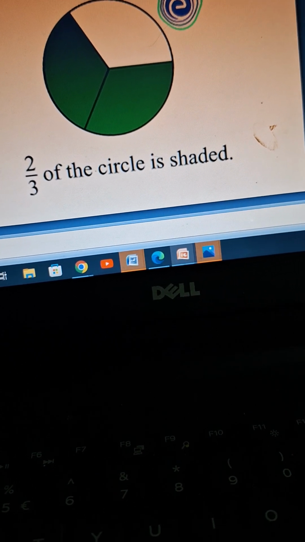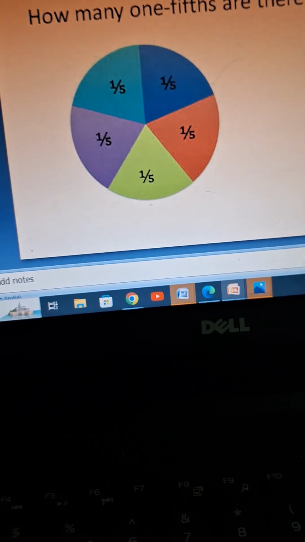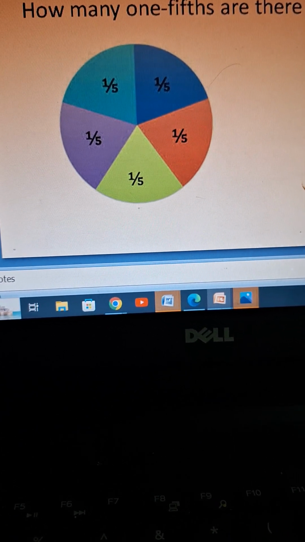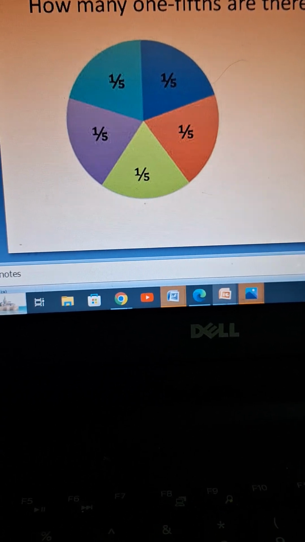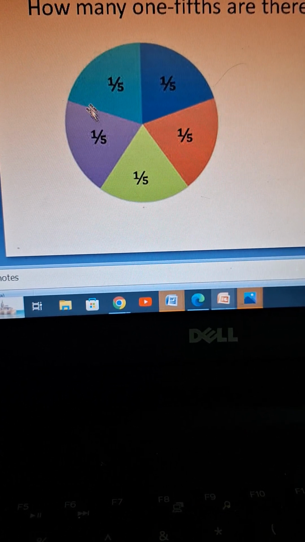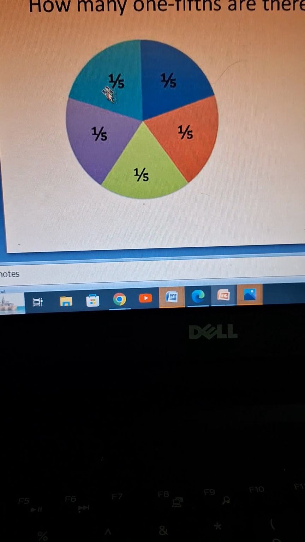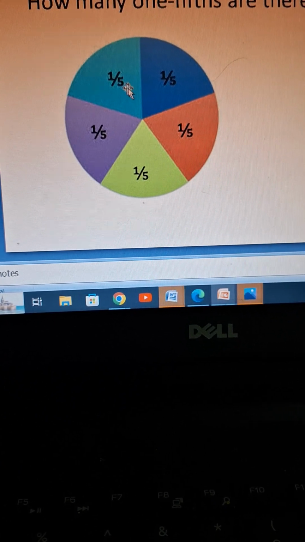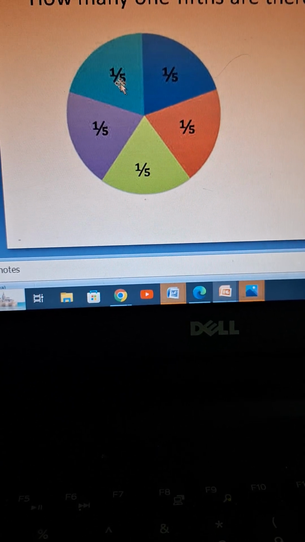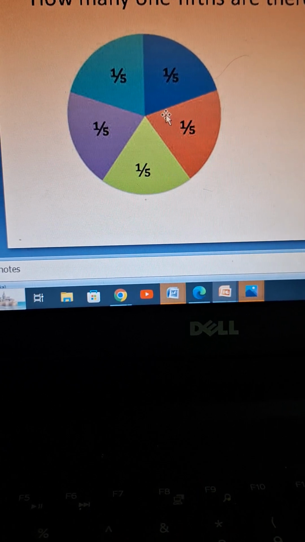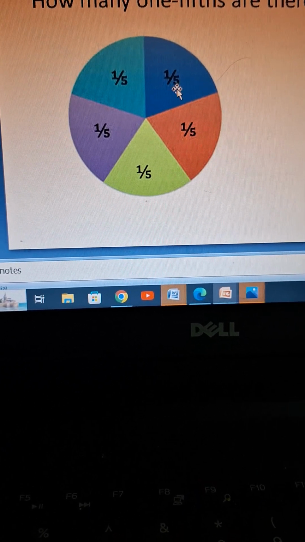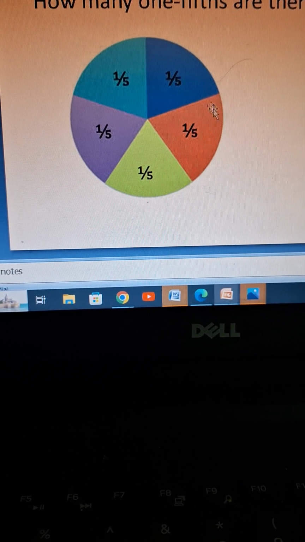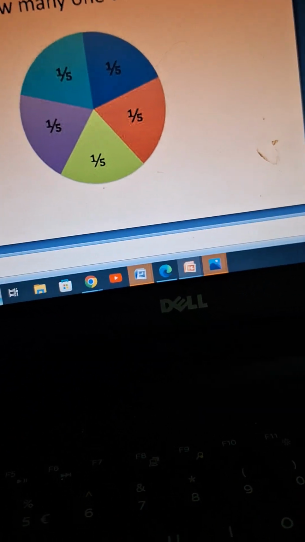Let us move to the next. Here we can see a circle with 5 equal parts, and each part is the same as the other. What is the fraction for each part? The fraction for each part is 1 by 5. How can we know that all the parts are the same? We can do this by cutting the parts and keeping one over another. So 1/5 plus 1/5 plus 1/5 plus 1/5 plus 1/5 is equal to 5/5, or a whole circle. Let us come to the next.